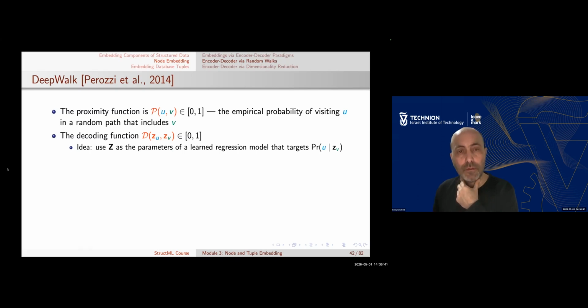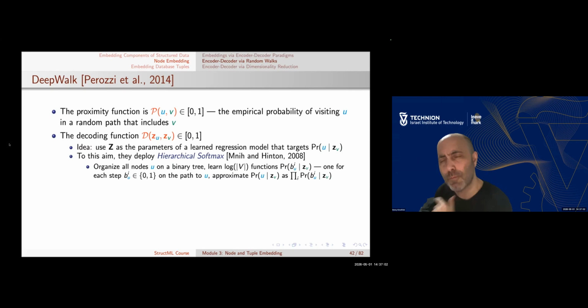So the idea is that you use the parameters, the embeddings, as the parameters of a learned regression model that aims to compute this probability of u given z. And how do they do that? It's an interesting technique. We won't get to the details of that, but just get the general idea.